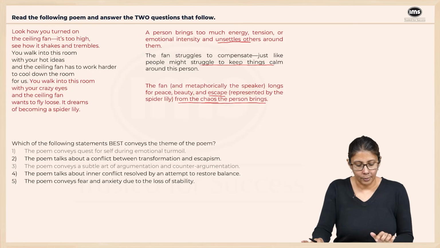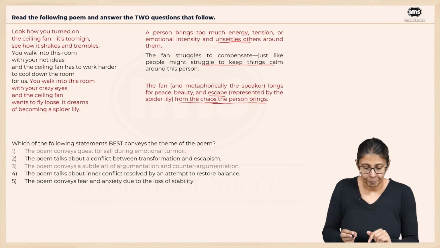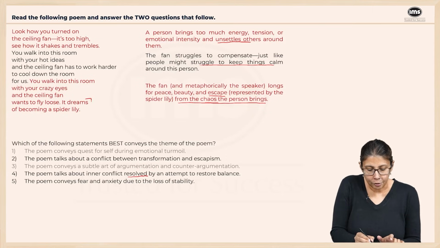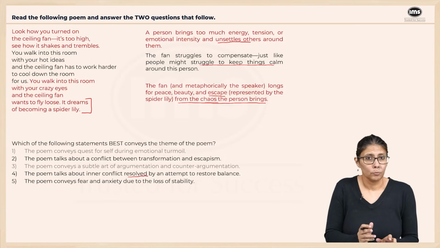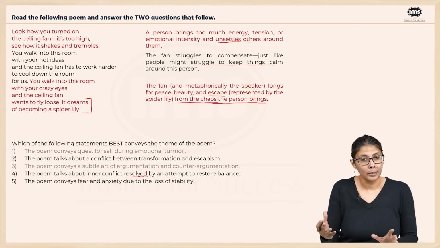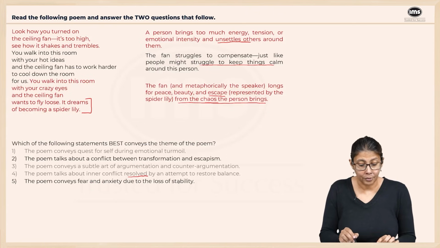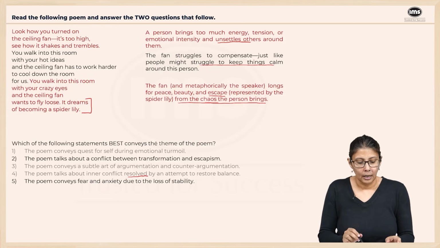The fourth option says the poem talks about inner conflict resolved by an attempt to restore balance. So, resolved by an attempt. When we say it dreams of becoming a spider lily, we don't know whether it has been able to escape. So, there is no resolution, and that is why it is not the fourth option. Now, the fifth one also seems to be on point. The poem conveys fear and anxiety due to loss of stability. So now, between 2 and 5, how do I choose? I'm going to go back to the text as usual.